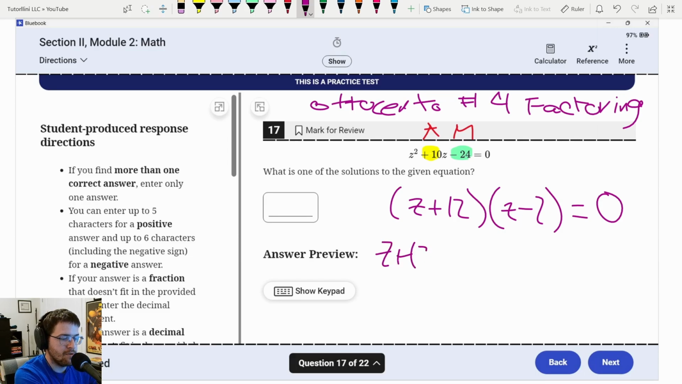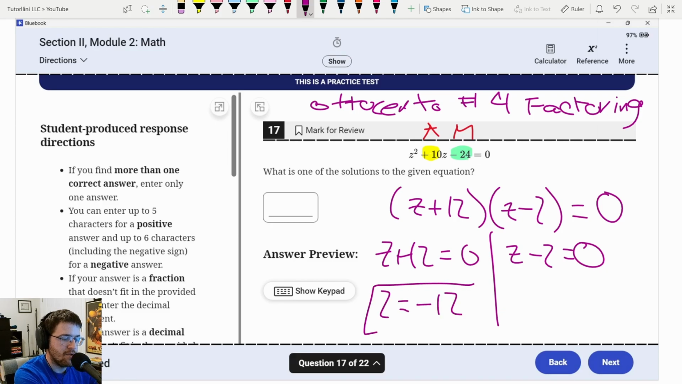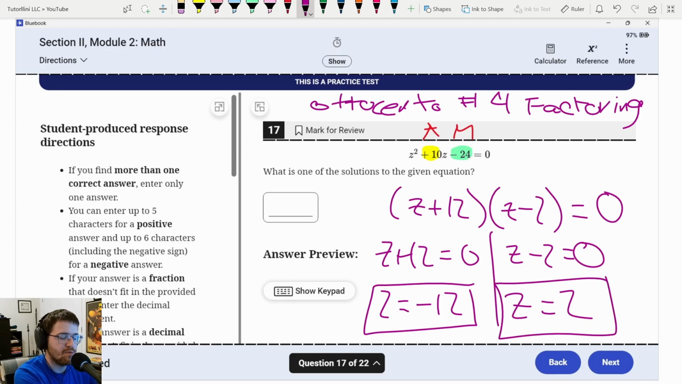Z plus 12 equals 0. Z minus 2 equals 0. For z plus 12, I'm going to subtract 12 from both sides. I get z equals negative 12. And I'm going to add 2 to both sides, and I get z equals 2. And it just says put one of the solutions, so how about I just put 2? We can also do this on Desmos, so let's go do that.